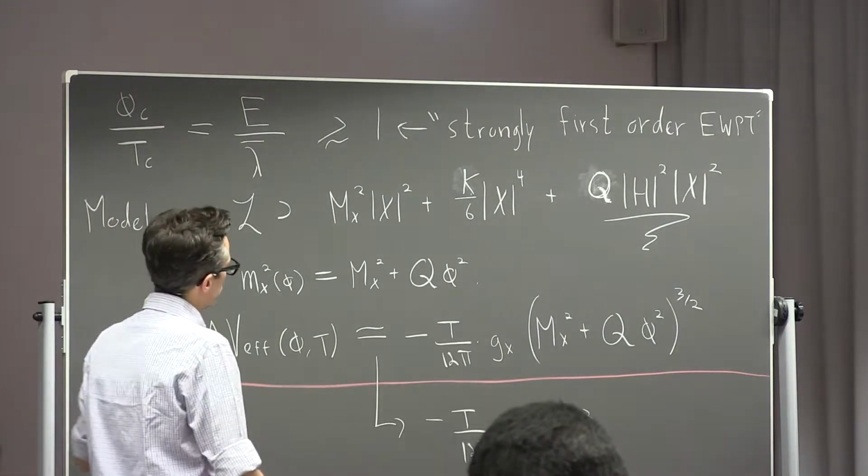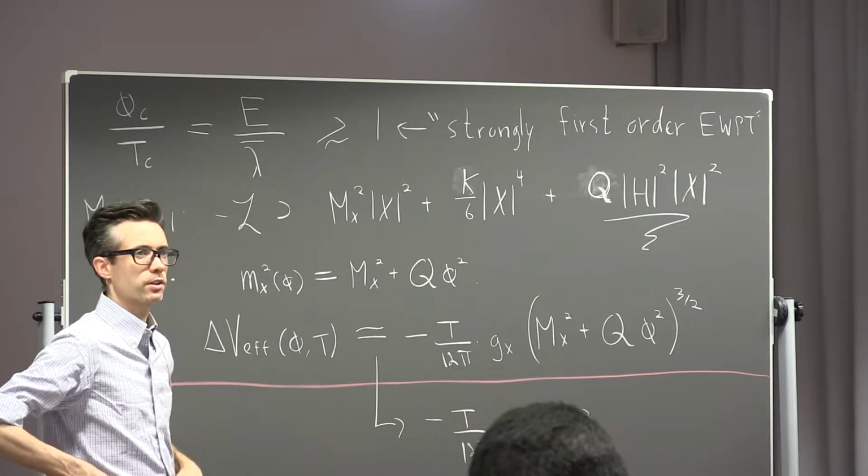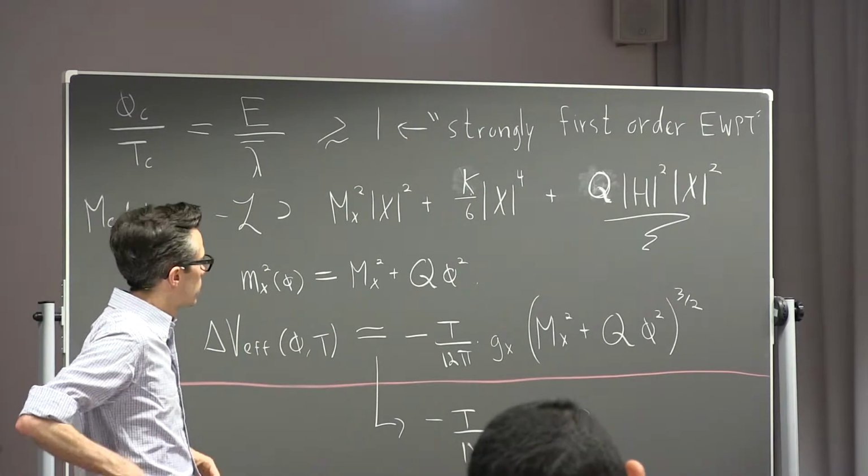So this picture can drive a strongly first-order phase transition in the minimal supersymmetric standard model, provided I have a very light scalar top.